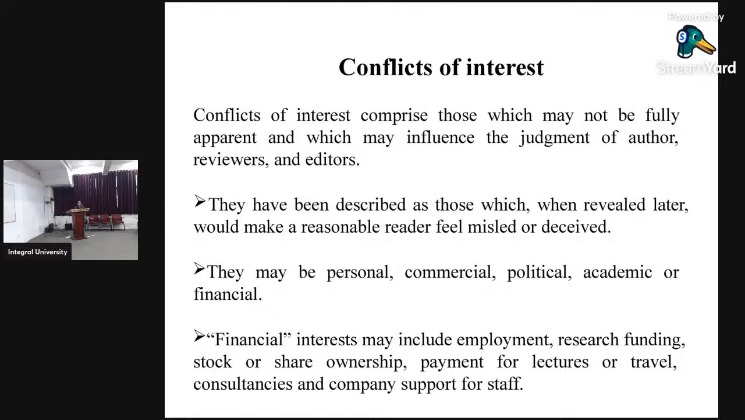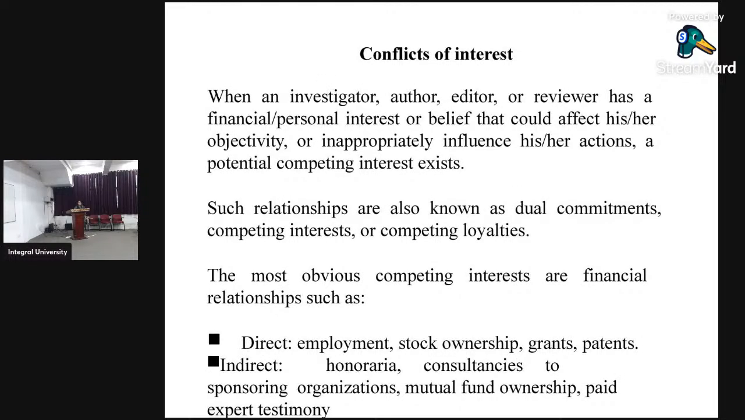So how many types of conflicts of interest are there? They may be personal, commercial, political, academic, and financial. Financial interests may include employment, okay? They may include employment, research funding, stock or share ownership, payment for lectures or travel, consultancies, and other factors. When an investigator, author, editor, or reviewer has a financial or personal interest or belief that could affect his or her objectivity or inappropriately influence his or her actions, it is a potential competing interest, right?